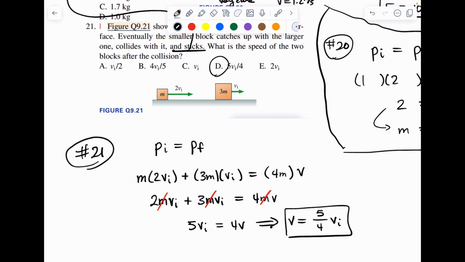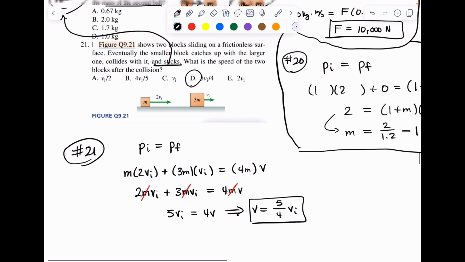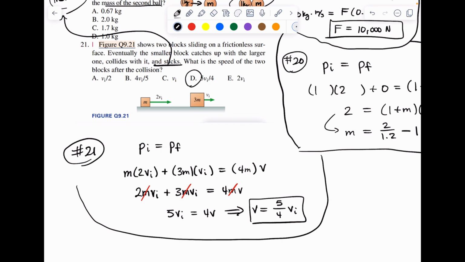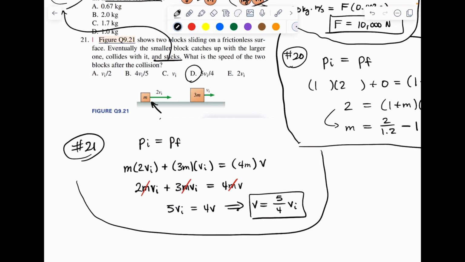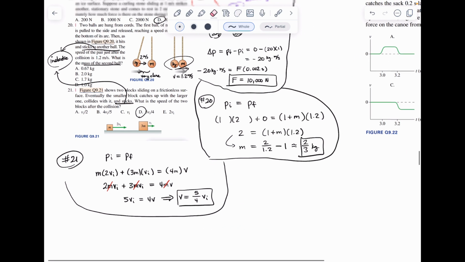5/4 of vi. That's answer choice D. So you're going to notice this happen a lot in conservation of momentum. A lot of the time, the mass will just fall out of the equation, especially if you're given the proportions of the masses, right? So like this object is 3 times the mass of this one. If you see something like that being described, chances are that mass will come out of the equation. So that's nice.